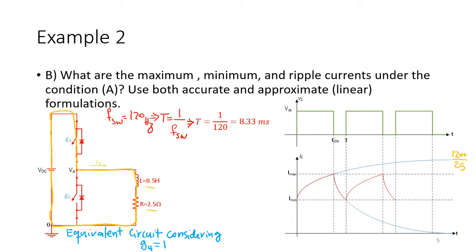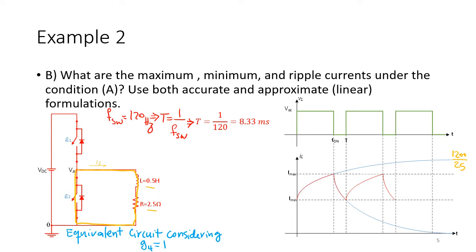It's exponential, and the time constant is L over R. But at T on, we open G1 and close G2, sorry. In this case, the circuit will be like this. Here is the circuit, considered like a simple switch. So this time there is no source, no power supply in the circuit.